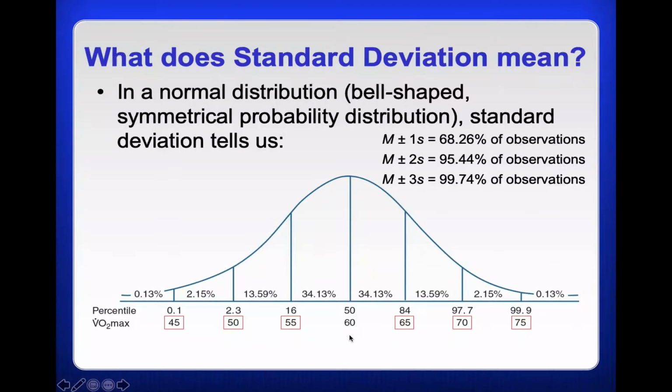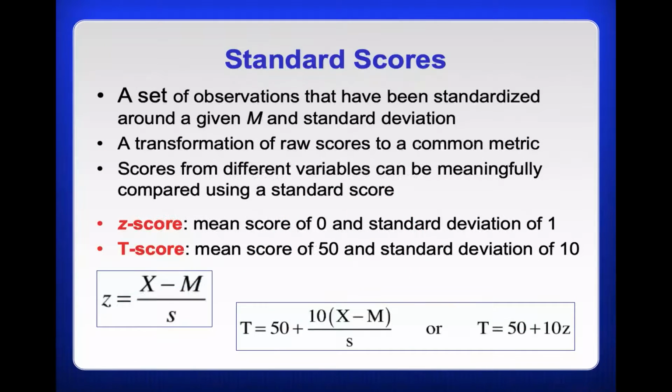On the left-hand side, 1 standard deviation to the left, the VO2 max is 5 below 60, equals 55. 2 standard deviations to the left is 50. 3 standard deviations to the left is 45. Now, those numbers are raw numbers. Many things can be calculated, but they cannot be compared. That's why you normally want to convert those raw numbers into standard scores.